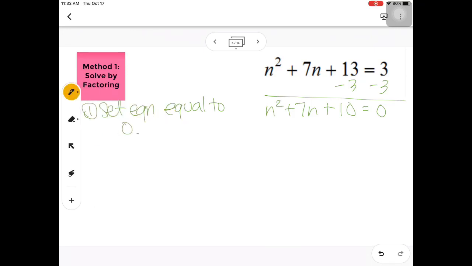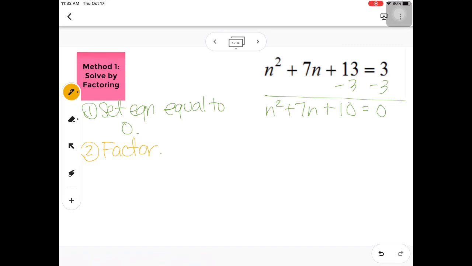As I go through these, do feel free to pause the video to give yourself time to write stuff down, but I'm just going to keep talking. If you're solving by factoring, your next step is to factor whatever you have there. And this will not always be possible, but this is something that will help if you can.